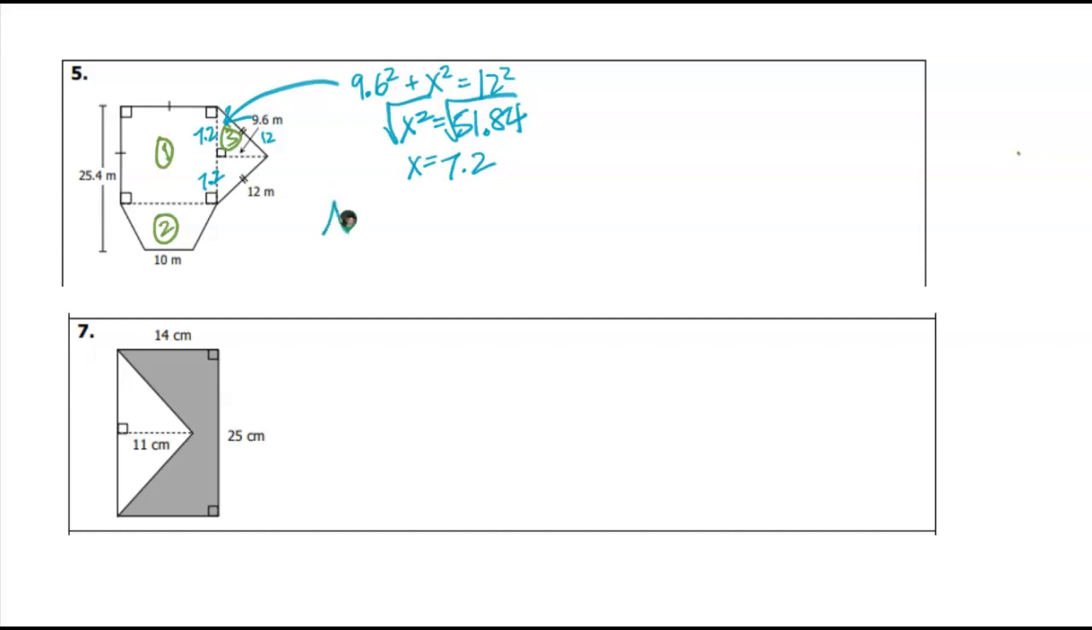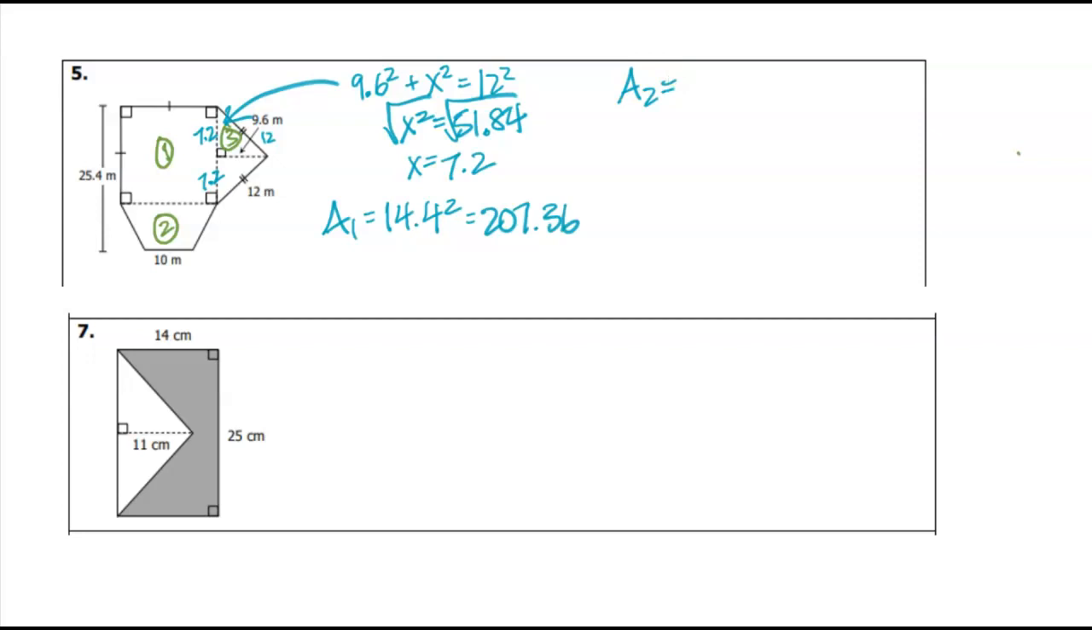So my first area is going to be 14.4 squared. It's a pretty simple one. And I get 207.36.